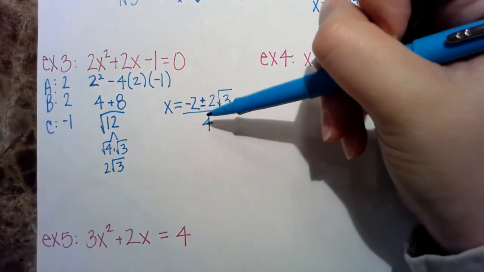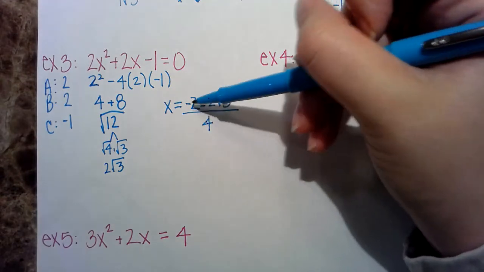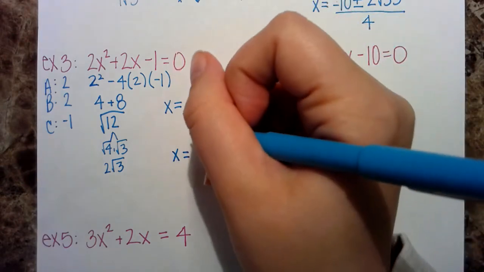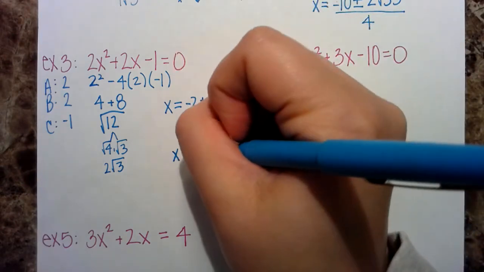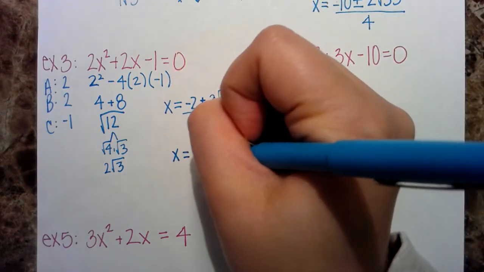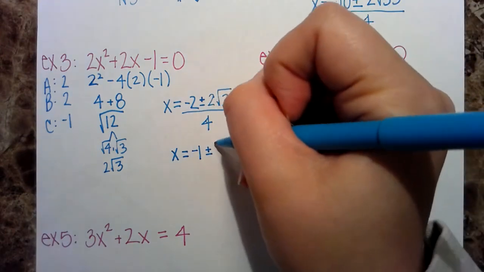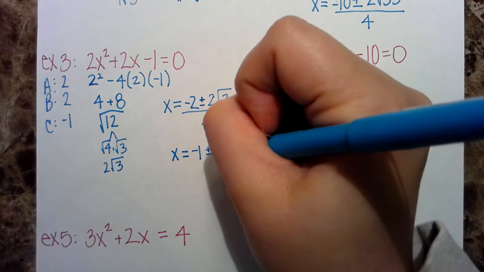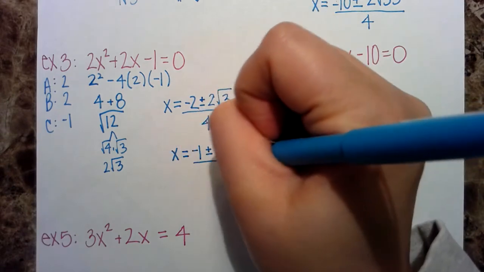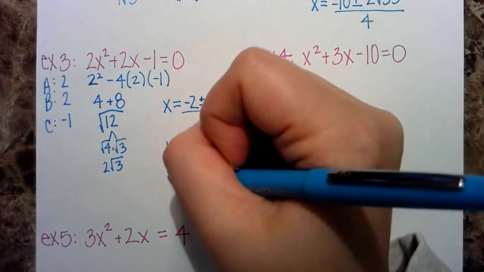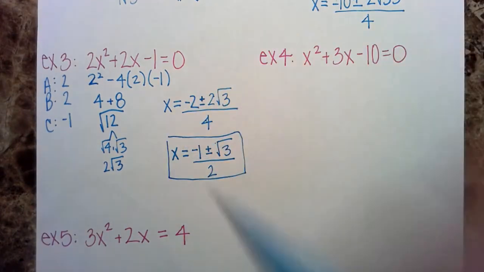Okay. I look at these values and I notice they all have 2 in common, so I'm going to simplify. So I have x equals, this is going to end up being a negative 1 plus or minus 2 divided by 2 is 1. I can either represent the 1 here or I don't have to, so I'm going to put the square root of 3 all over 4 divided by 2 is 2. So I'm left with this as my final answer.